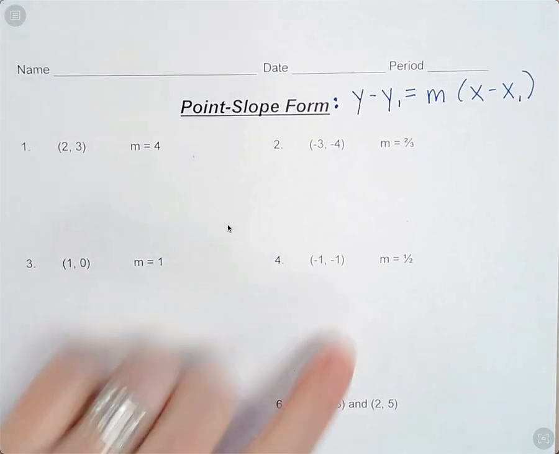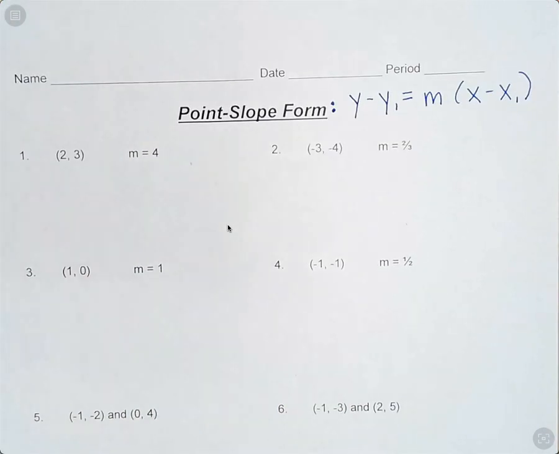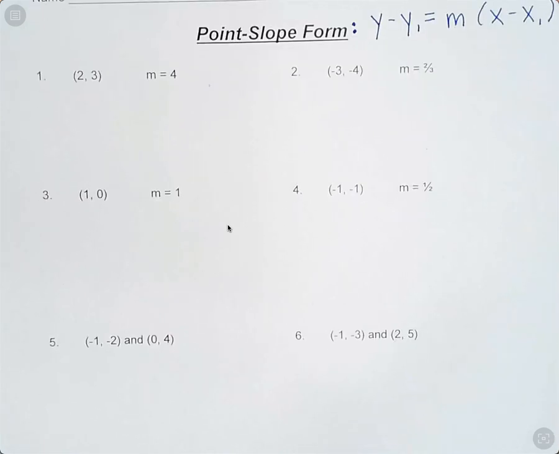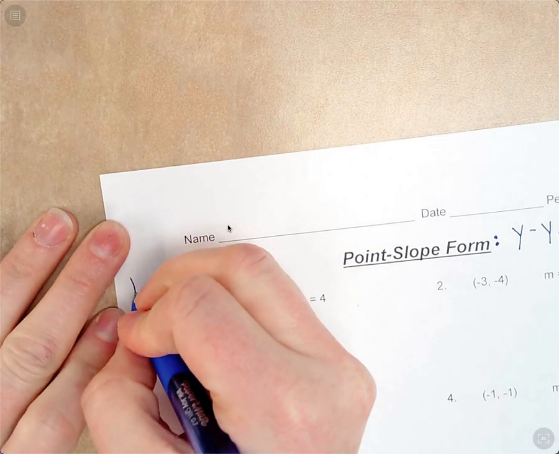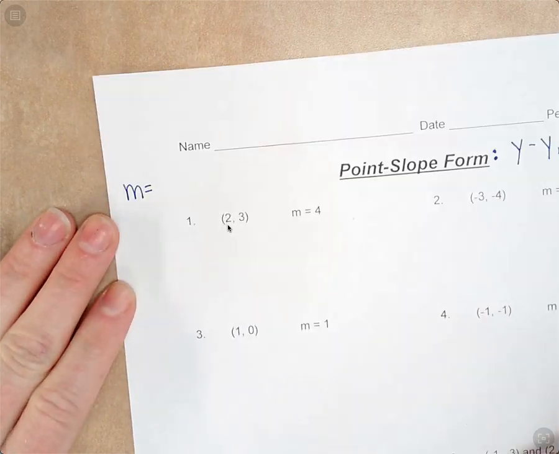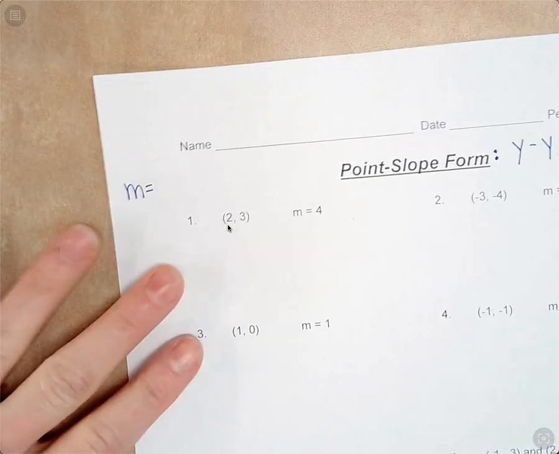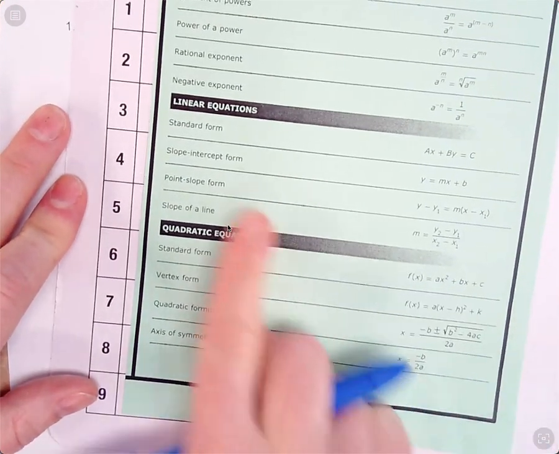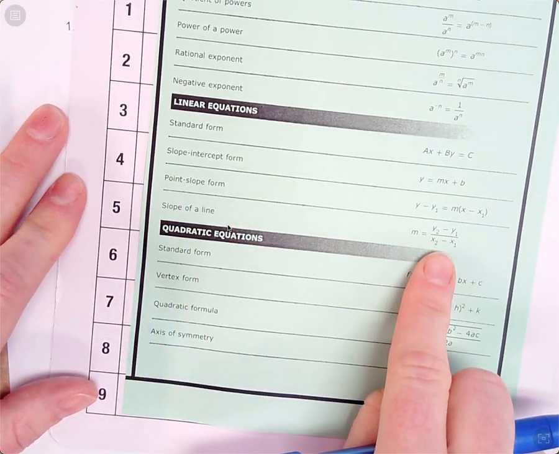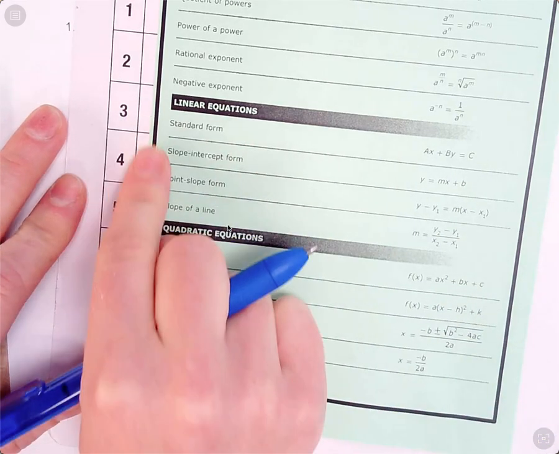So 1 through 4 are the exact same type questions as what we already did. 5 through 8, it gives us 2 points. We are not given the slope. So what do we need to do? Find the slope. So let's write our slope formula over here. Y'all remember that? Mm-hmm. Yep. And y'all look at your formula chart.